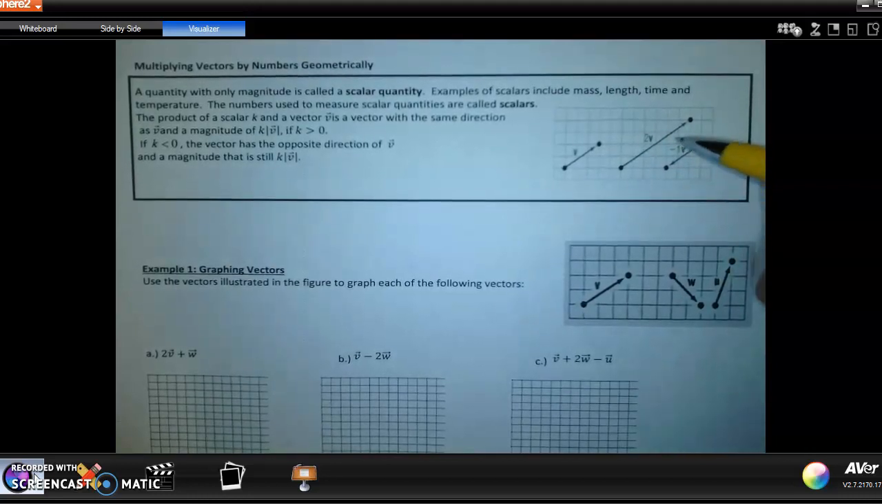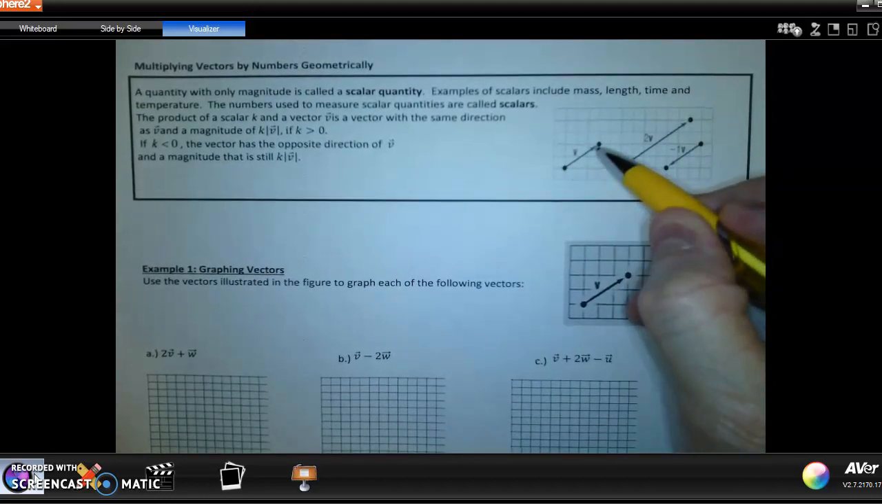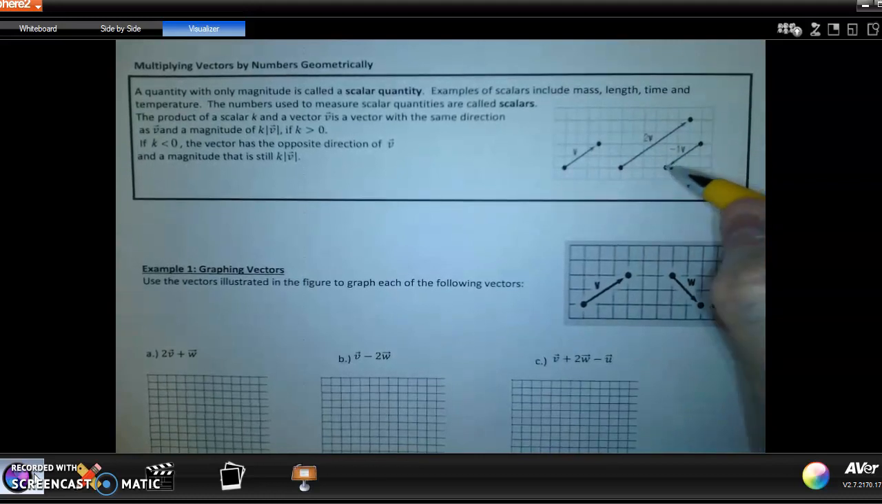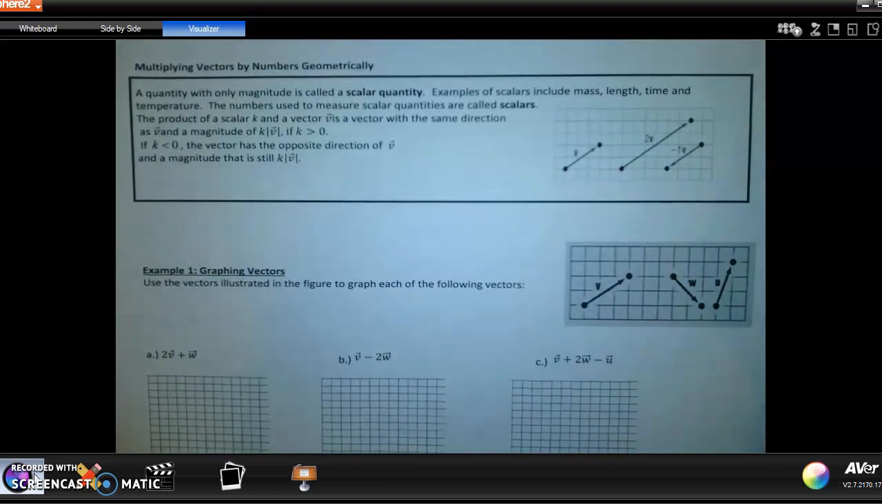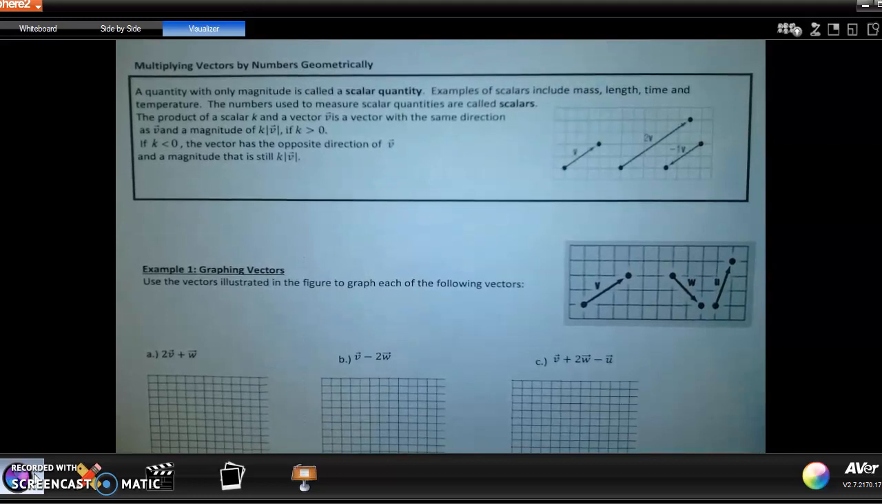This is an example of taking a vector and multiplying it by -1. So what's that going to do? Well, it's going to keep the same length. You're just multiplying by 1. But because you're multiplying by a negative, it's going to take that vector and flip it around so that it's traveling in the opposite direction. And that's all a scalar does. It either lengthens, or if it's a negative scalar, it could reverse the direction of your vector.